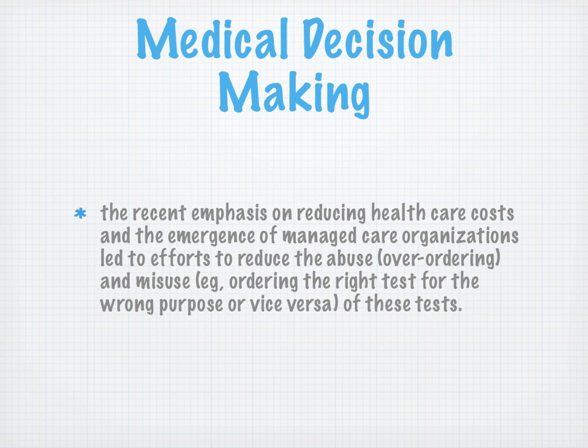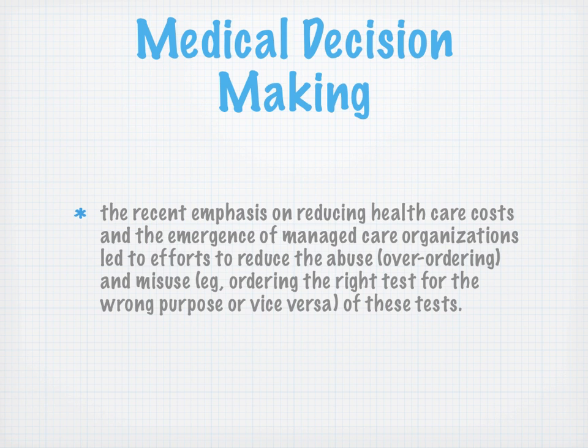All right, so medical decision making. The recent emphasis on reducing healthcare costs and the emergence of managed care organizations has led to efforts to reduce the abuse and misuse. And those are defined. Reducing the abuse is over-ordering, and the misuse is ordering the right test for the wrong purpose, or vice versa, of these tests. And I had a little reaction to reading that.